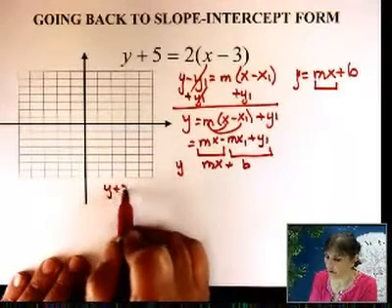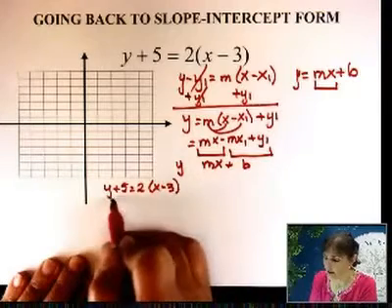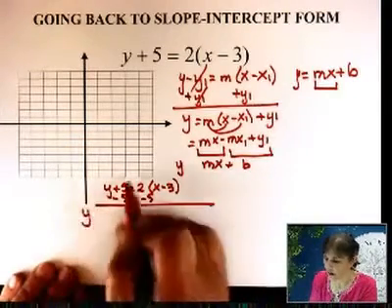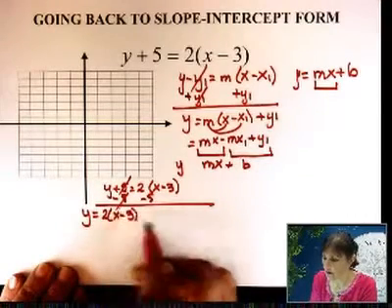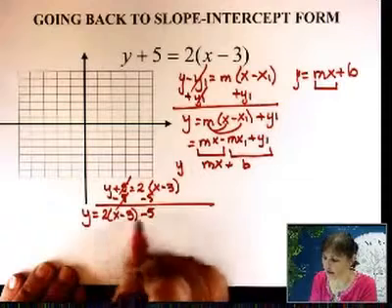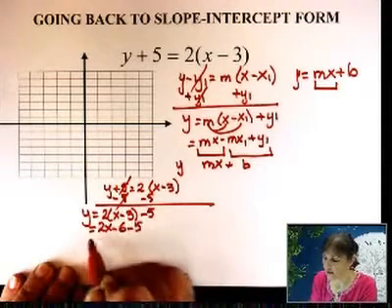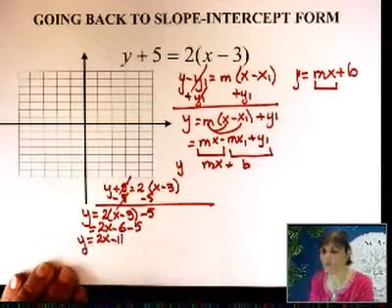Let's do it for this exercise. Y plus 5 equals 2(x minus 3). Subtract 5. Y equals 2(x minus 3) minus 5. Now FOIL it in. And you'll get 2x minus 11.